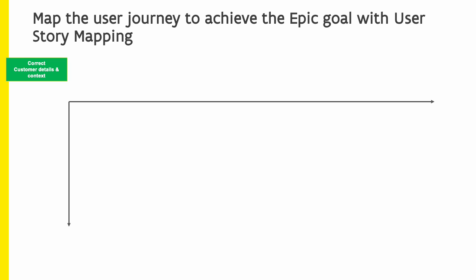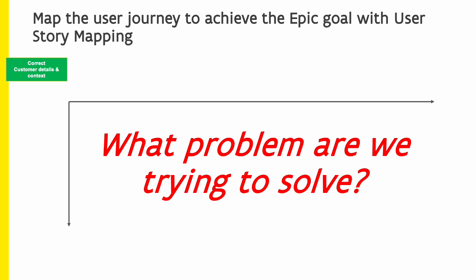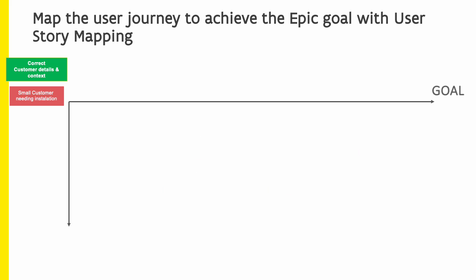The problem with incorrect customer details and context would delay and sometimes cancel new installations. Try to focus on solving a real customer problem over implementing your own solution. We clarify our user's goal explicitly and put it at the end of our story map.